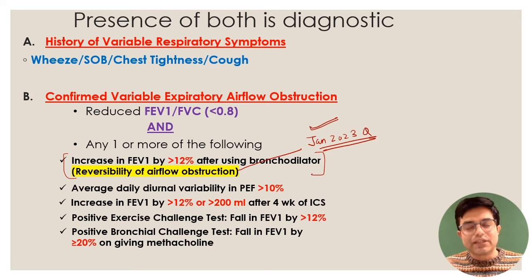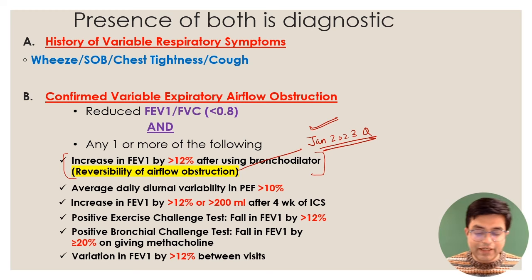If you are using other analogs, the values are different. But the original gold standard guideline drug that is used for the bronchial challenge test is methacholine, and if the FEV1 falls by equal to or more than 20%, that is also consistent with asthma. And lastly, between the visits, if the patient is coming and variation in FEV1 is happening by more than 12%, that is also consistent.